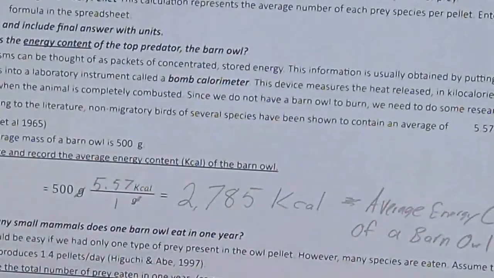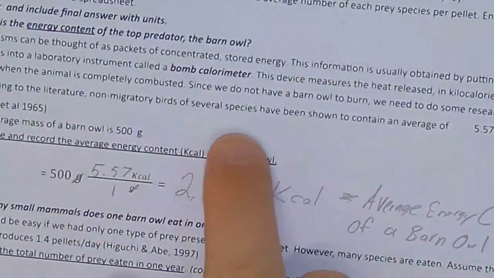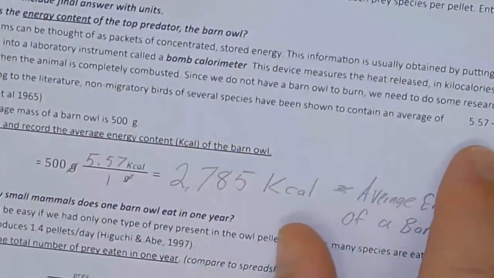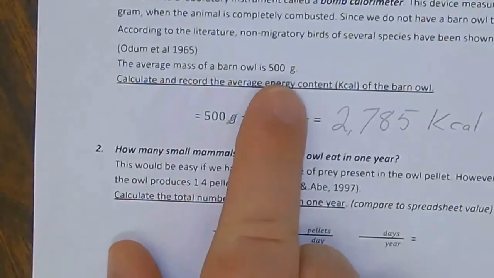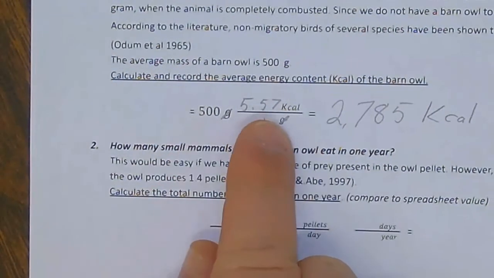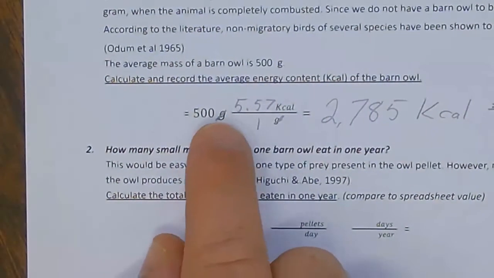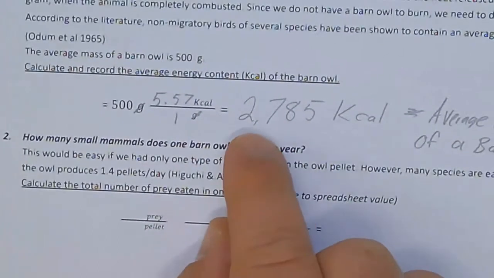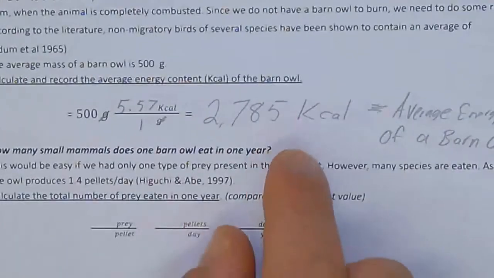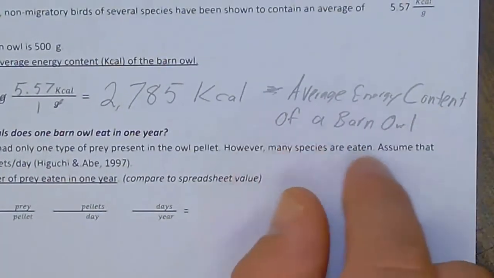Okay, let's look at this one together. Non-migratory birds of several species contain an average of 5.57 kilocalories per gram. Our average barn owl mass is 500 grams, so we can calculate 500 grams times 5.57 kcals per 1 gram, cross out the grams, and we end up with 2,785 kilocalories, right? Which is the average energy content of a barn owl.